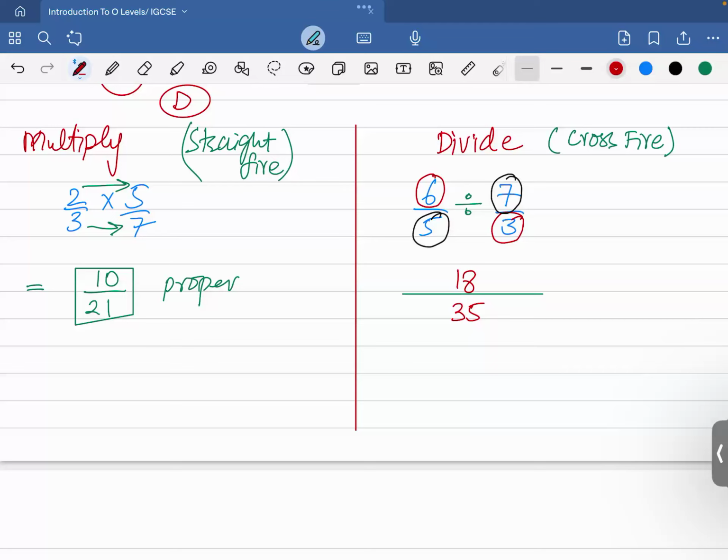Yes or no? Yes. No. The reason is that the top number, the numerator, is even and the denominator is an odd number. Can you see that? Oh yes, sorry.